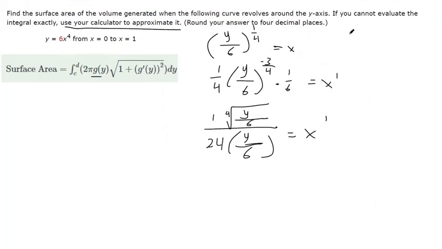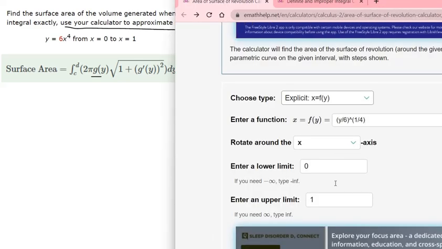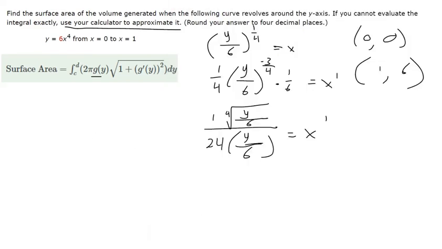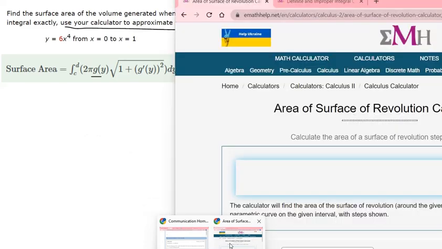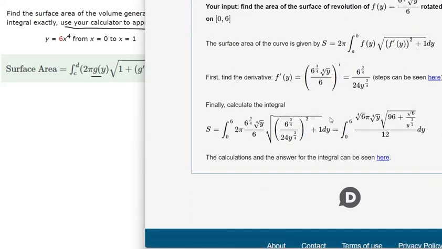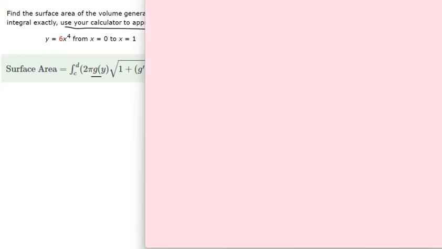If you plug in x equals 0, we need it in terms of y. So if you plug in 0, you get 0 for y. If you plug in x as 1, you get y as 6. So this is from 0 to 6 in our calculator, revolving around the y-axis. Let's check out the steps.